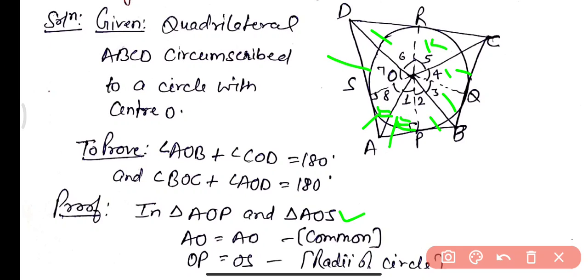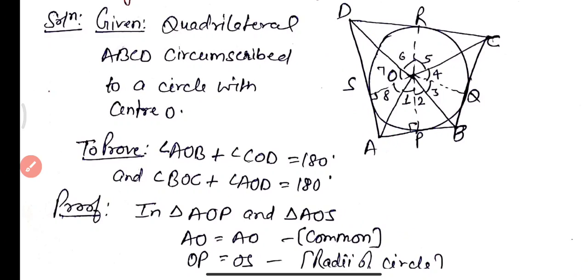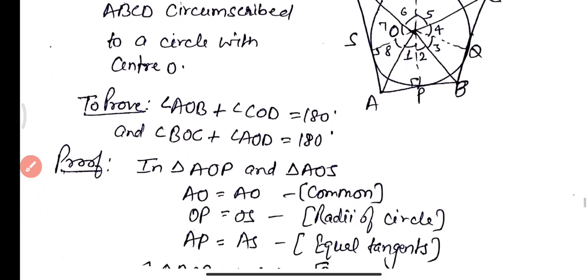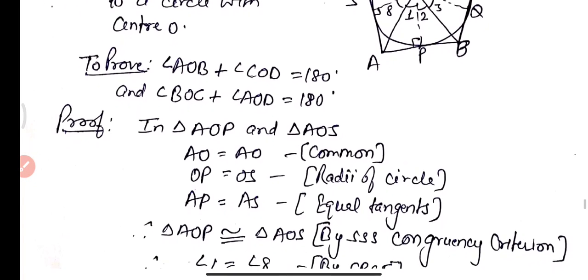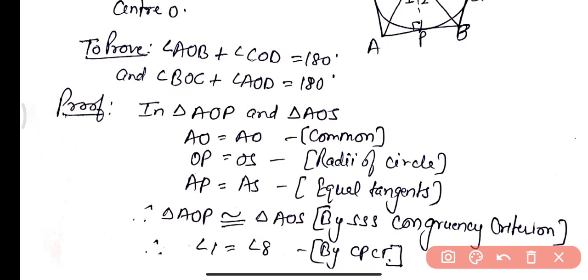So in AOP and AOS, we have AO common, that is a common side to both triangles, and OP equals OS, that is congruent radii of the circle. You can say congruent radii of the circle. So look, the radii of a circle are all congruent to each other. So you can also say radii of the same circle.